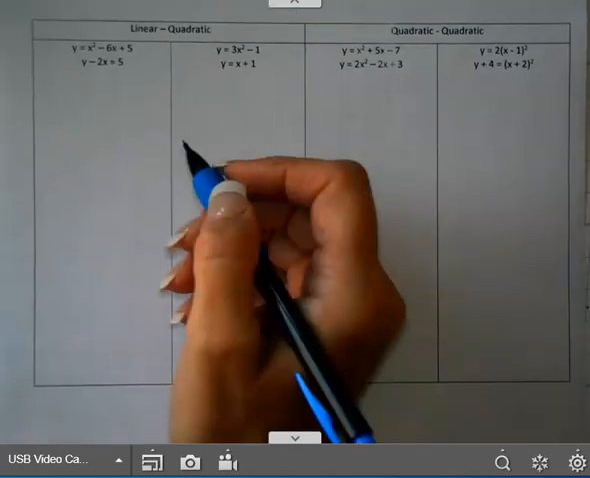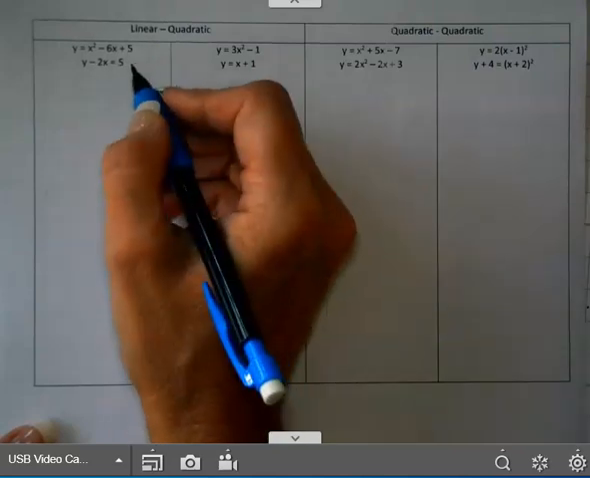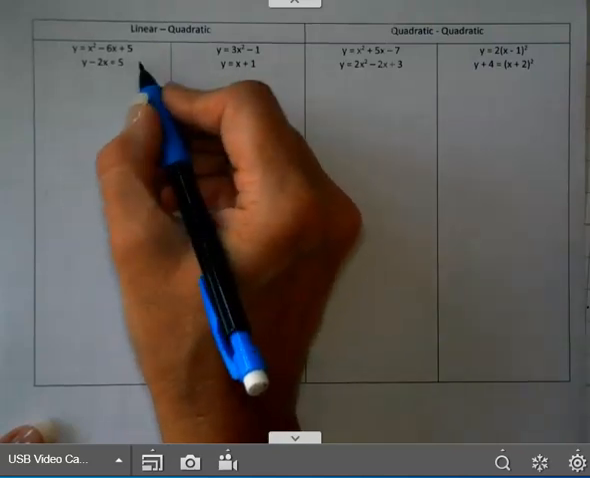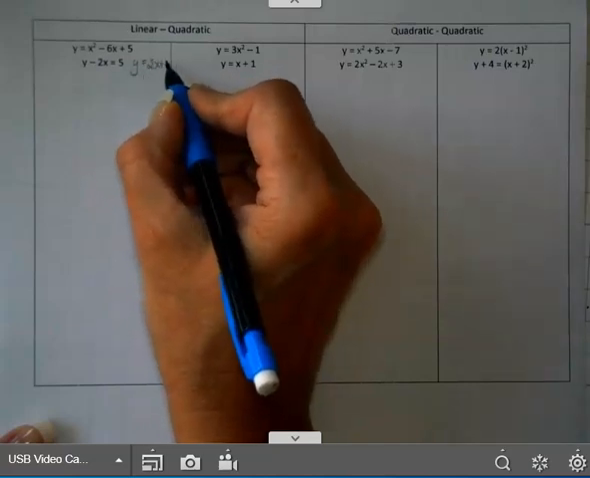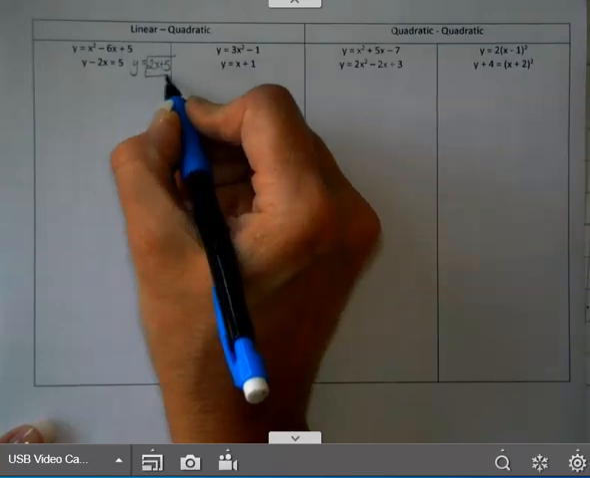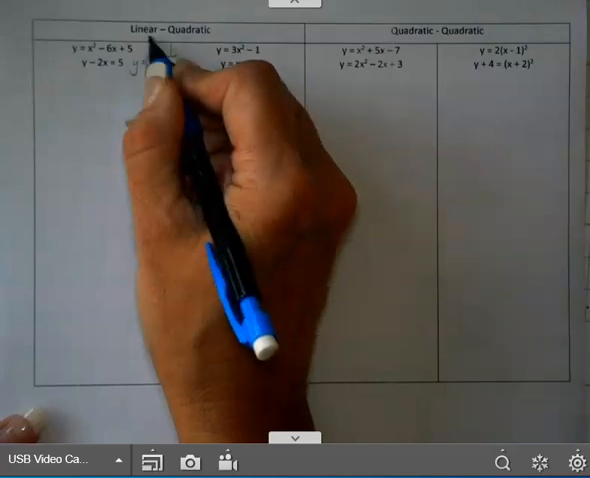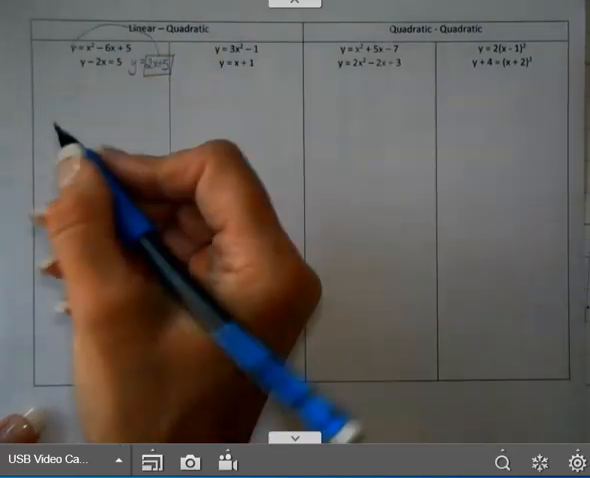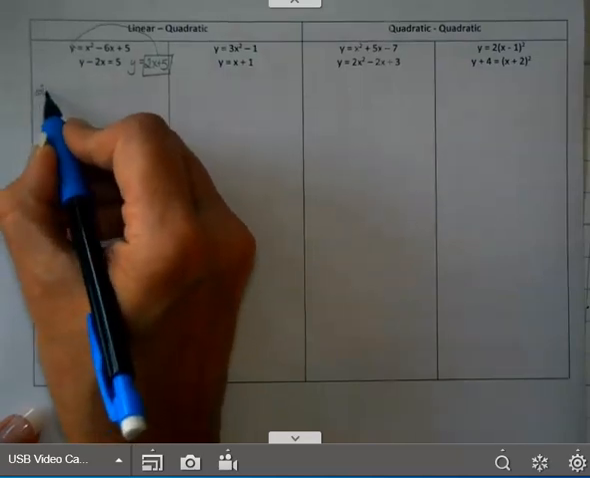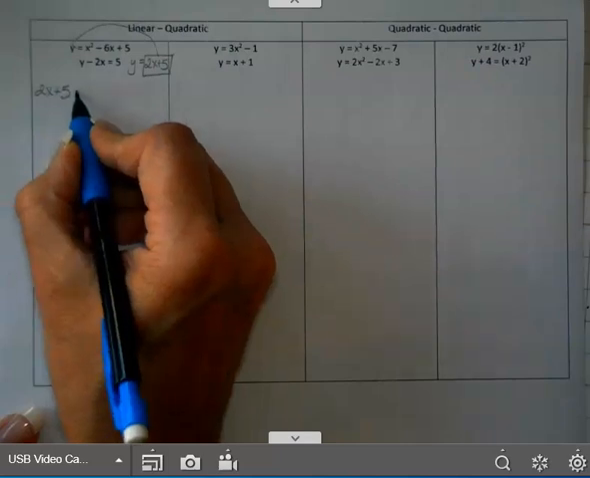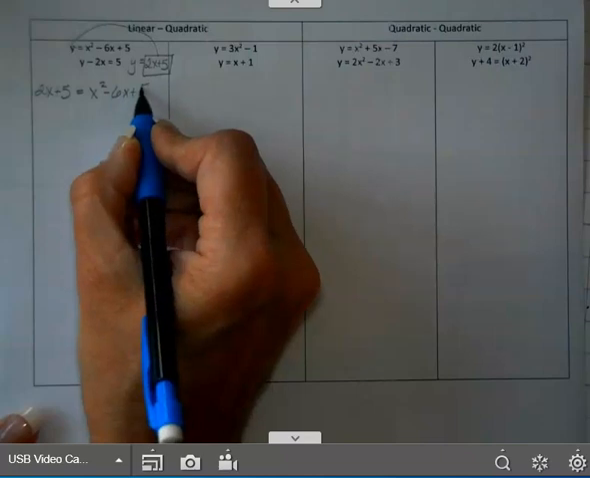Okay, next page. On this first example, I need to get y by itself. So I'm going to solve for y. So y is equal to 2x plus 5. And that lends itself nicely to our substitution. I'm going to substitute that in for y up in my top equation. So I'll have y, which is 2x plus 5, equals x squared minus 6x plus 5.